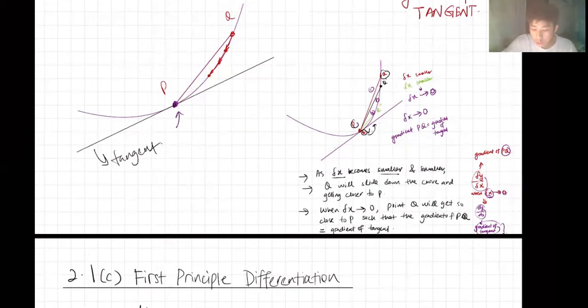So what we do is we shift Q downwards along the slope until it reaches next to P, until Q is just right next to P, so that the gradient between that small space is actually approaching the gradient of the tangent. But that one I explained in the previous video. If you don't understand, please go back and watch the previous video.